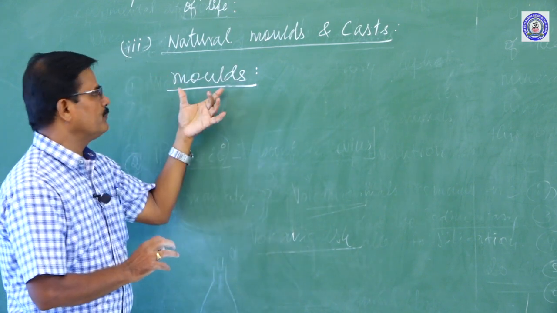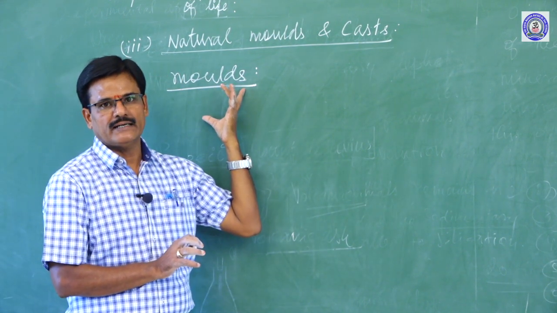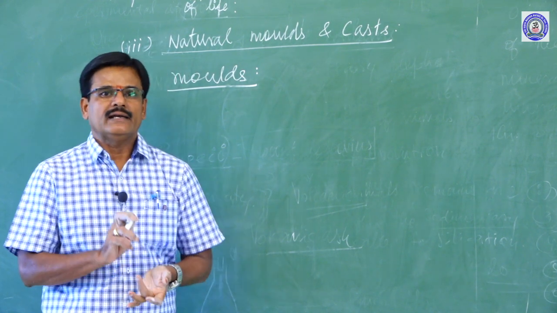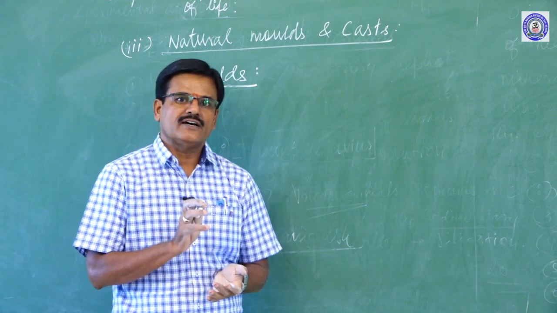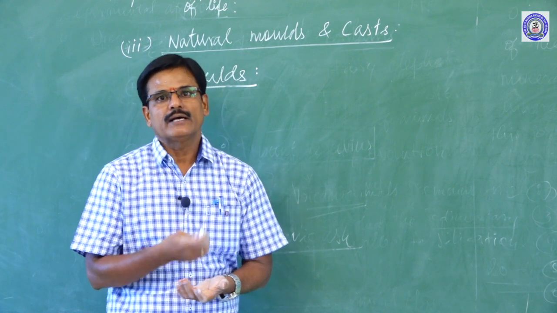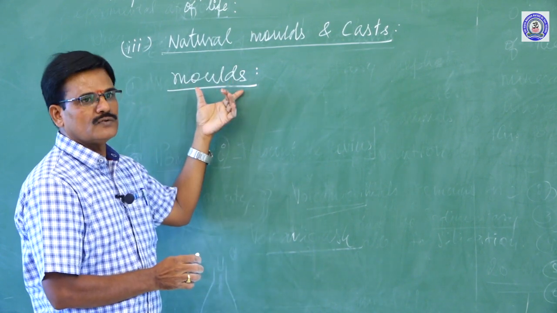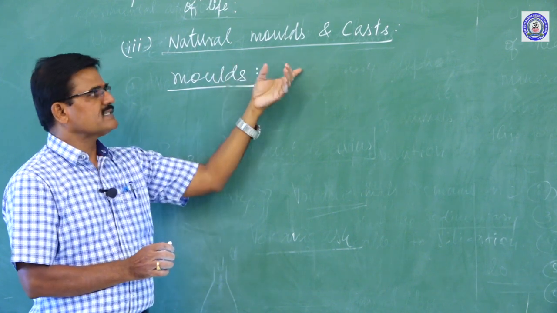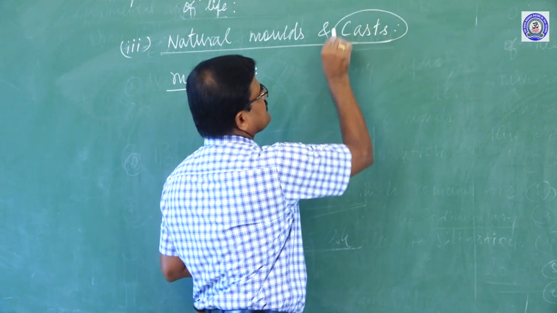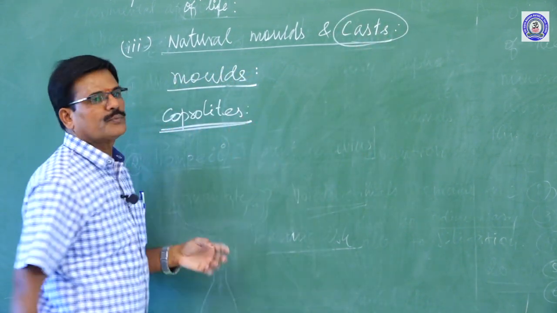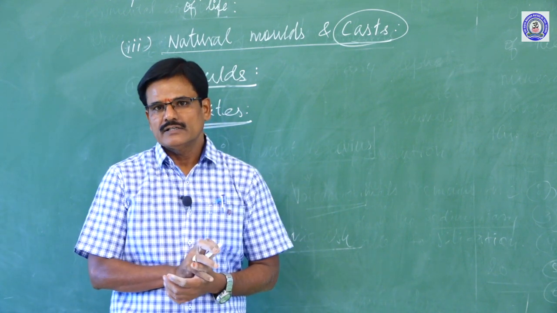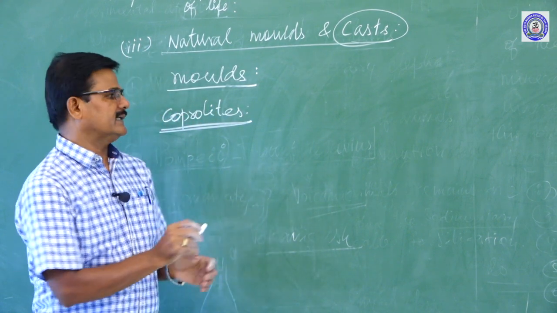Once again, what is meant by molds? Molds is nothing but the impression left on the soft mud after disintegration of the animal. The soft mud later becomes hardened and becomes stone, that is called mold. Later these impressions are filled by the hard minerals, that is called cast. What is meant by coprolites? The hardened fecal matter of the animals is called coprolites. What is meant by fecal matter? You know that.